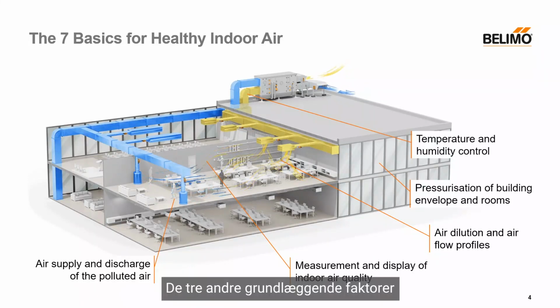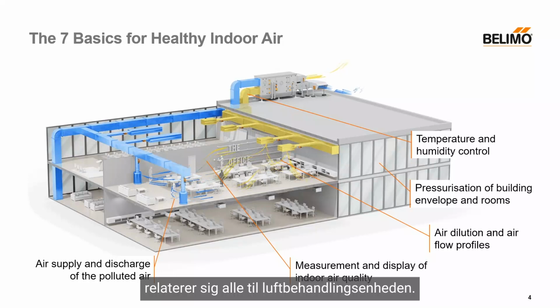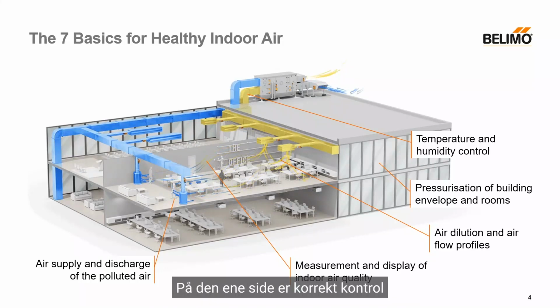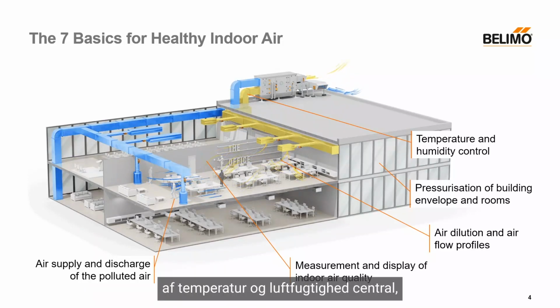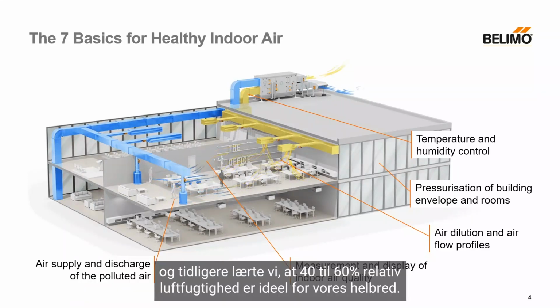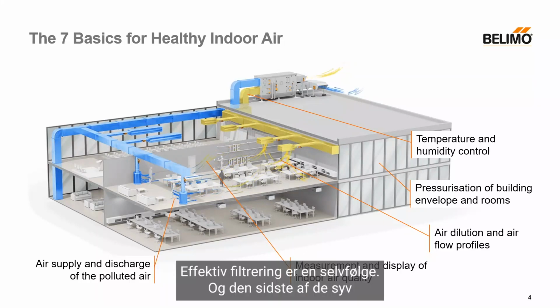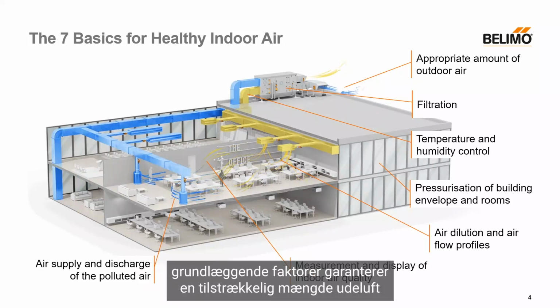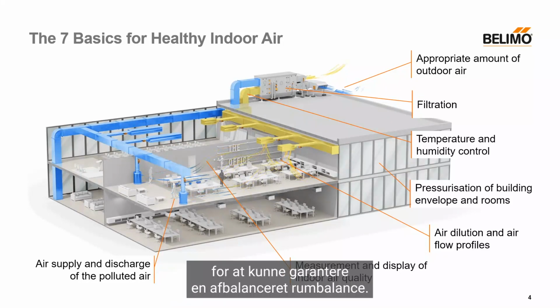The three other fundamentals all relate to the air handling unit. On the one hand, correct control of temperature and humidity is central, and a fortnight ago we learned that 40 to 60% relative humidity is ideal for our health. Effective filtration is self-evident, and the last of the 7 basics guarantees an adequate amount of outdoor air, so as to be able to guarantee a balanced room balance.